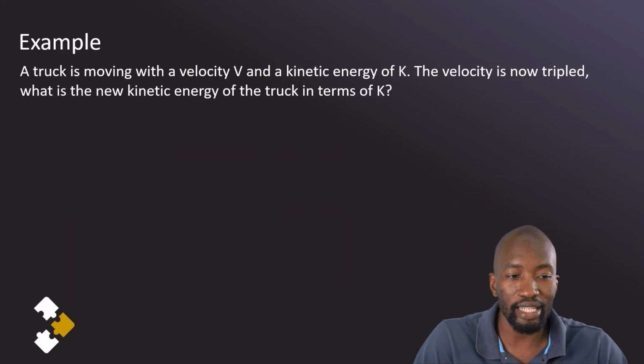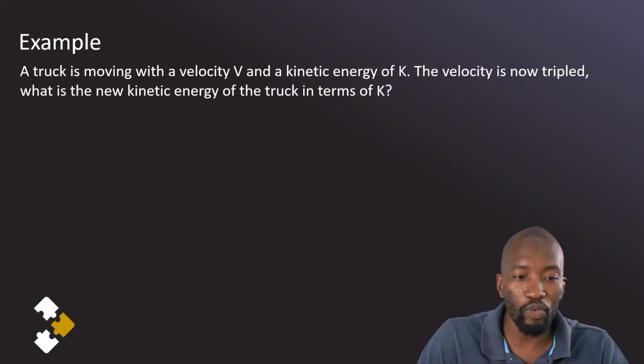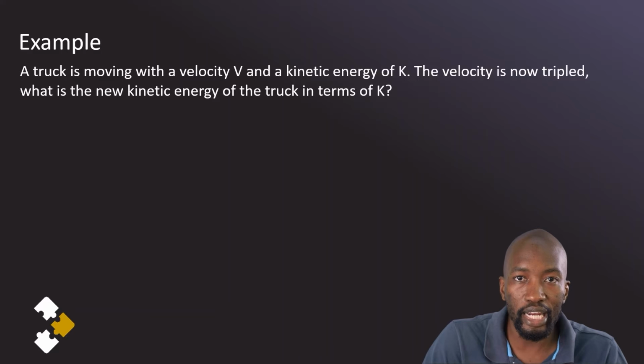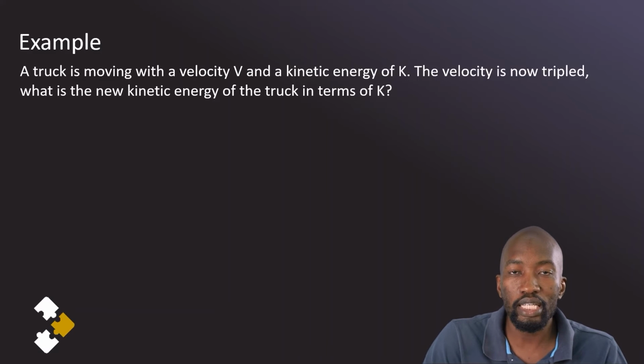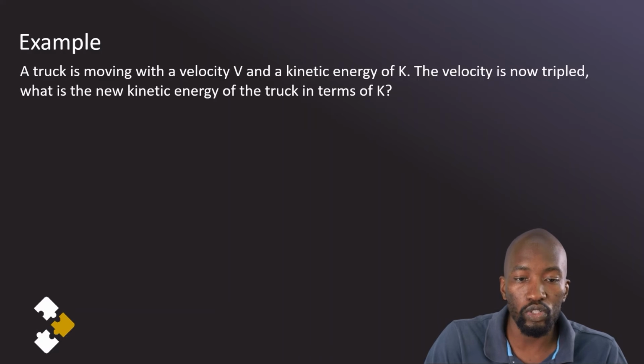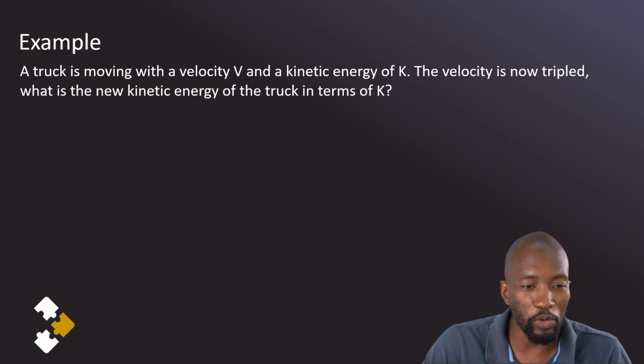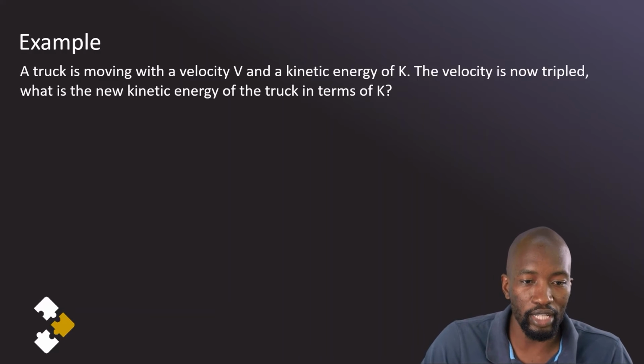Now let's look at this example. A truck is moving with a velocity v and kinetic energy of k. The velocity is now tripled. What is the new kinetic energy of the truck in terms of k? Let's see what we can do there. They didn't give us any units, but we should still be on the right track.